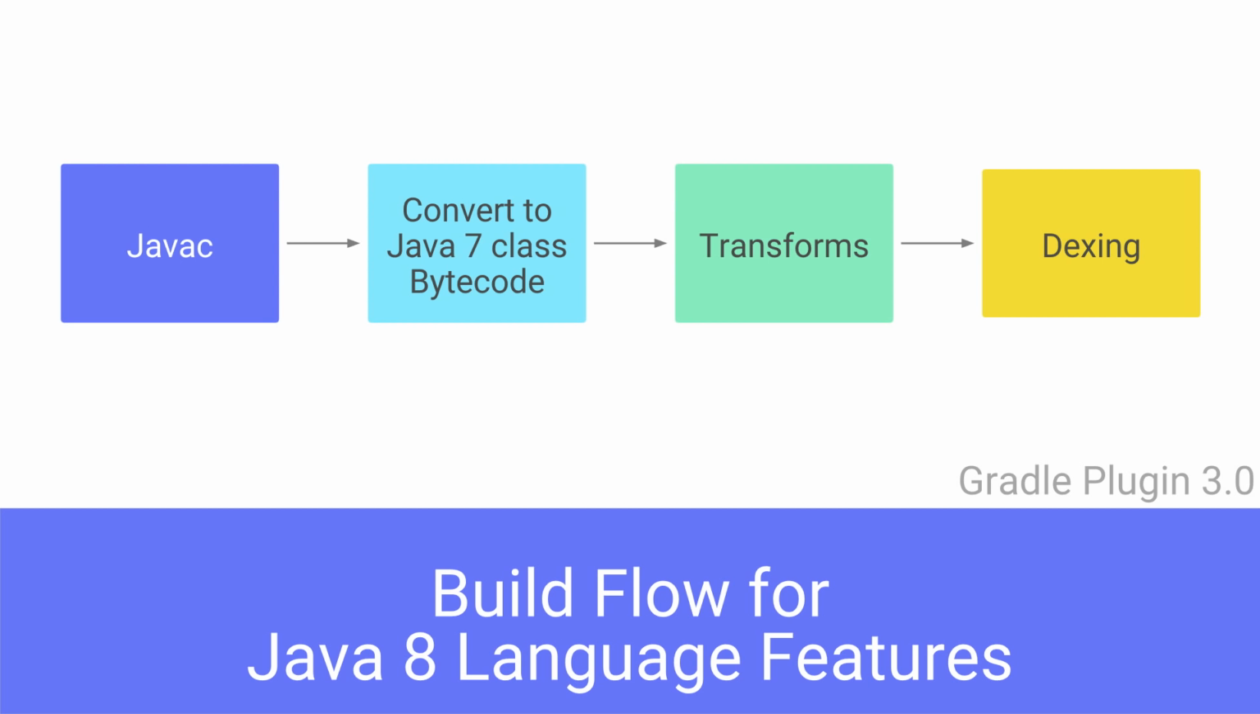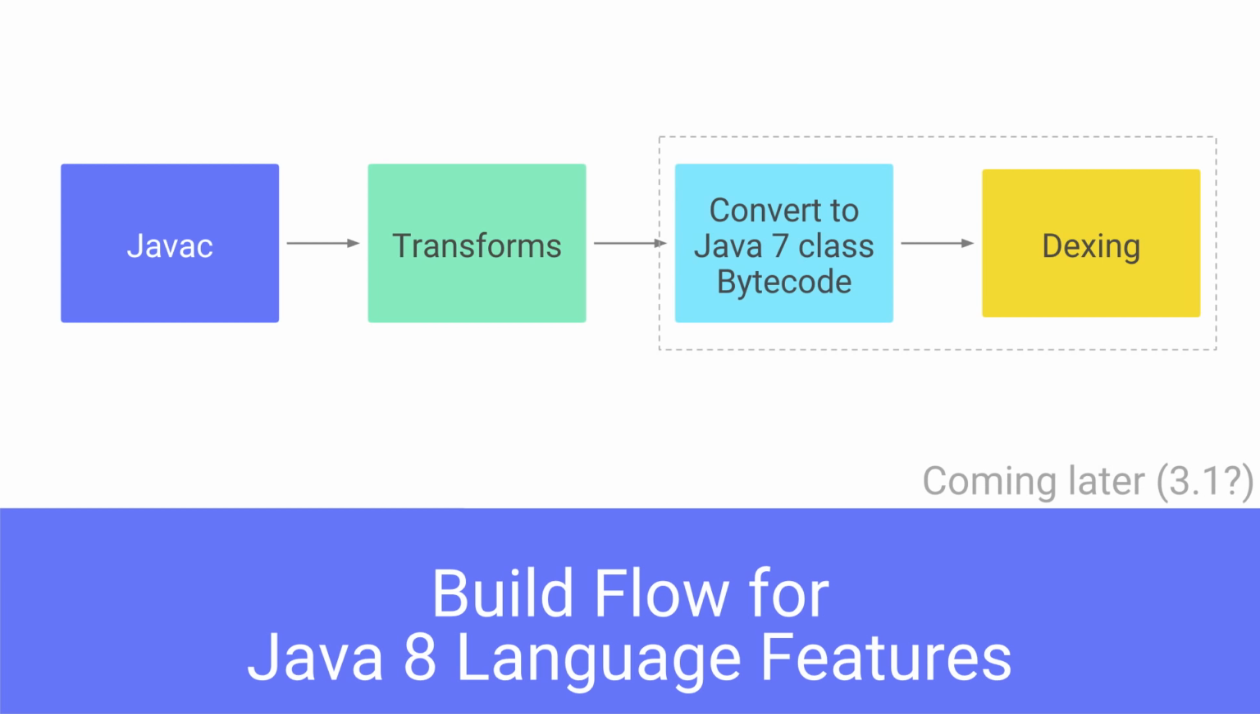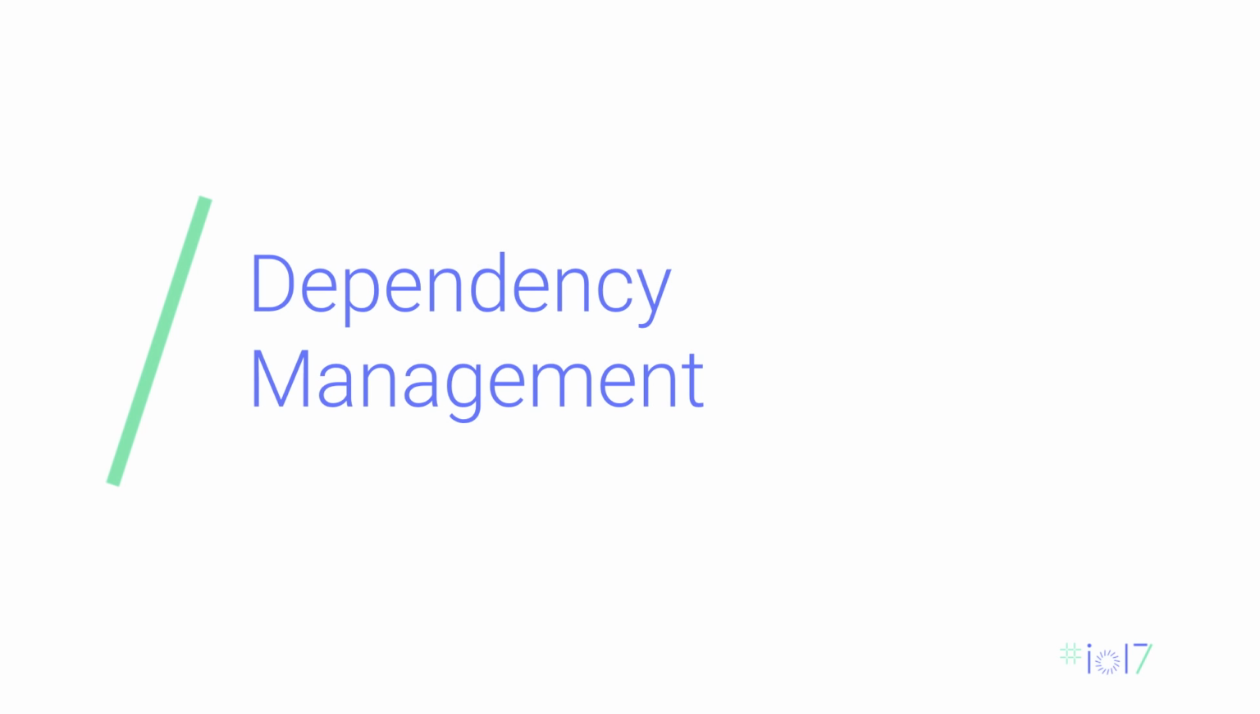We go from Javac, which generates Java 8 class bytecode, to a converter that converts that to Java 7 class bytecode, then transform, and then indexing. The transform is things like ProGuard, Instant Run, but also your own transforms, potentially, if you use the transform API. So just as a heads up, later, probably in 3.1, we're going to reverse those two steps and do the conversion after. So if you have custom transforms, you need to update them to Java 8 class bytecode as soon as possible. The second feature I want to talk about is dependency management.